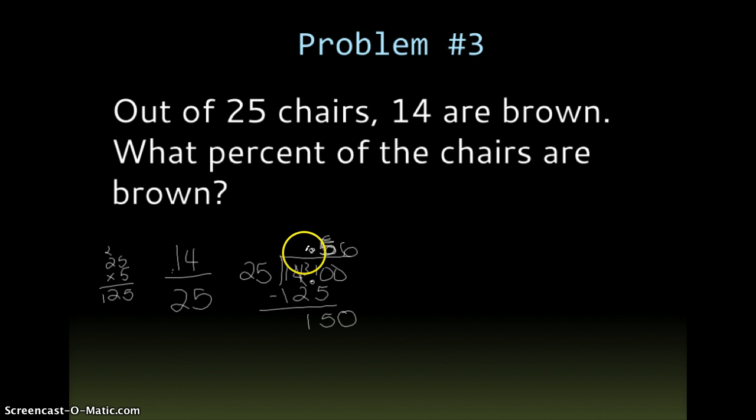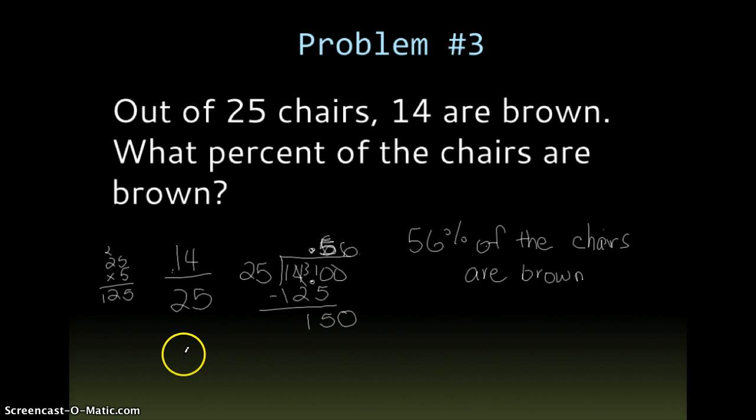Okay, so move our decimal place over twice. 1, 2. So we get 56%. 56% of the chairs, and I will restate everything. Chairs are brown, and that is my answer.